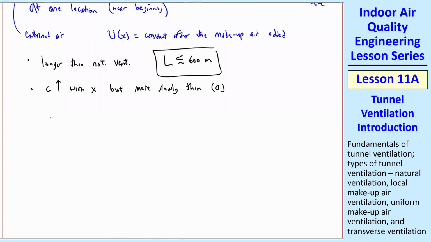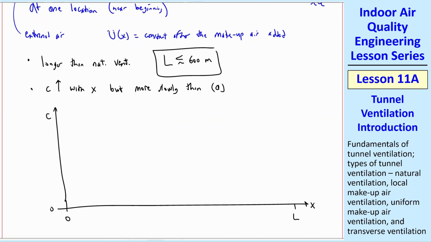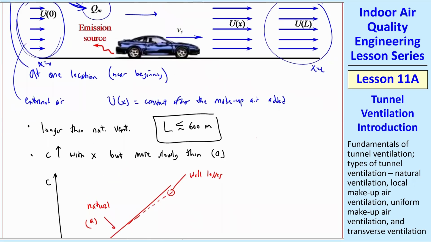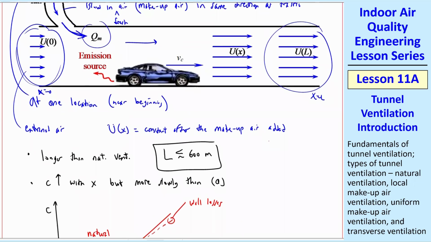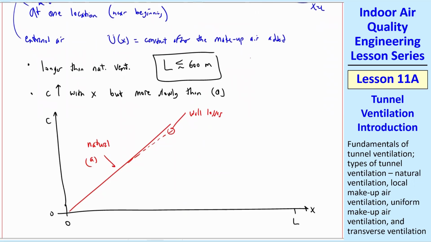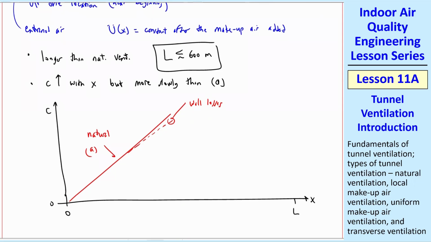And so if I plot C as a function of X, for the natural ventilation case, our C would go up linearly. In reality, it's going to veer from that a little bit, and that difference is due to wall losses. Wall losses is a little bit of a sink, especially for particles. These particles can settle on the ground, or they can be trapped on the little ridges and stuff on the walls. Those walls get dirty, and you're losing some of your contaminant naturally through wall losses. So we'll include that in our analysis. We would expect for this local makeup air case that it would be still growing linearly, but not as fast.